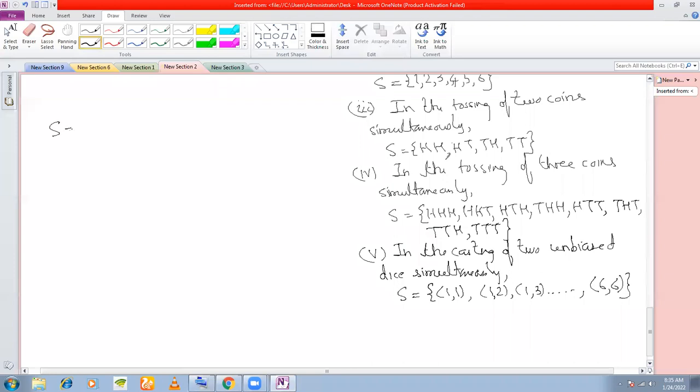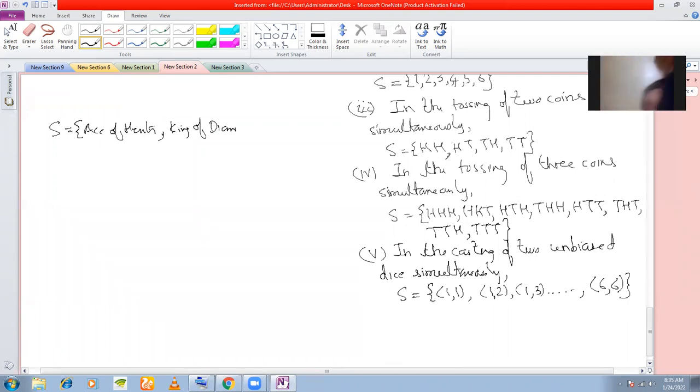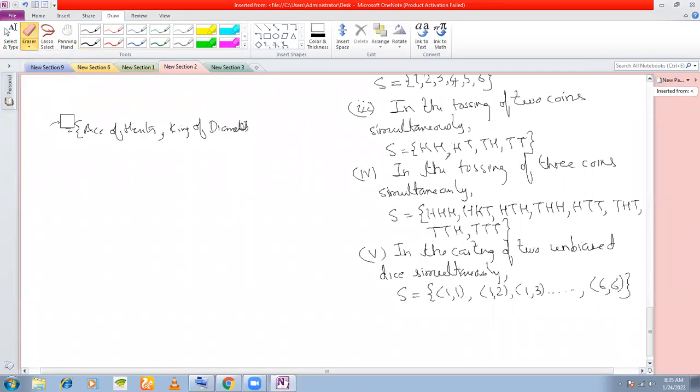Will you write S is equal to ace of hearts and let's say king of diamonds? Are you going to write all this? No, it is not written in this manner. In the case of drawing out from a pack of cards, we normally don't write the sample space. We only write the number of possible outcomes. How many possible outcomes when I'm drawing out a single card from a pack of 52 cards? 52, because we can get any of the 52 cards, right? So in case of cards, normally we don't write the sample space.